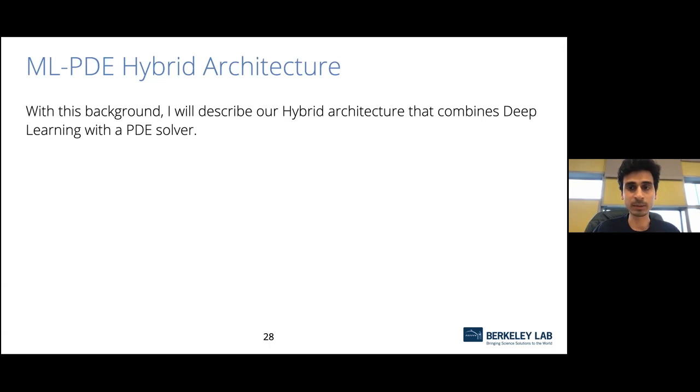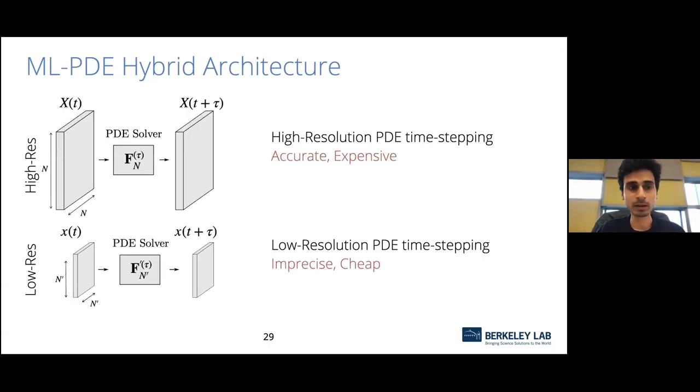With this background, I'll describe the hybrid architecture that combines deep learning with a PD solver. So mainly, you have the assumption that you have a high-resolution PD solver, which is a PD time stepping scheme that's accurate, but it's expensive. And you also have a low-resolution PD solver that takes your coarse fields small x at t to small x at t plus tau, which is imprecise, but it's cheap. Now, how do you recover capital X at t plus tau, which is the field that you would have obtained if you had used a high-resolution solver instead of your low-resolution solver?